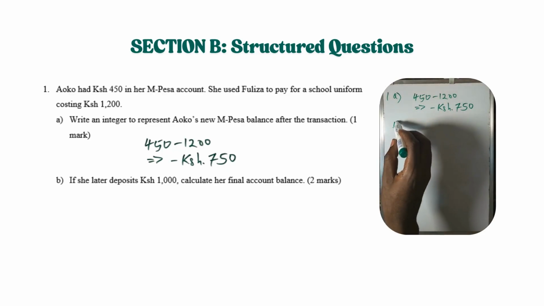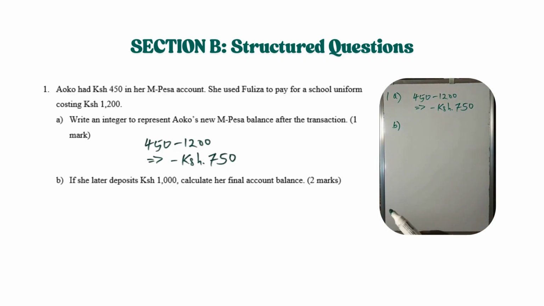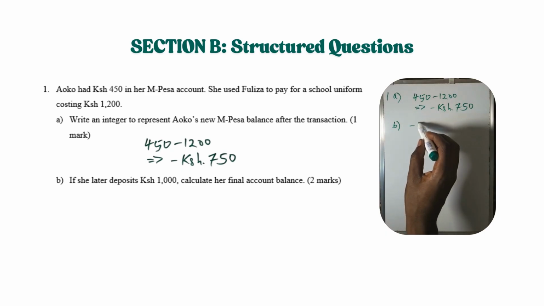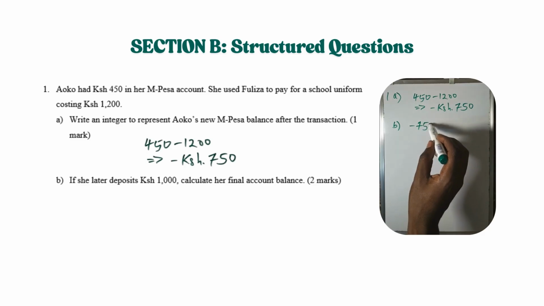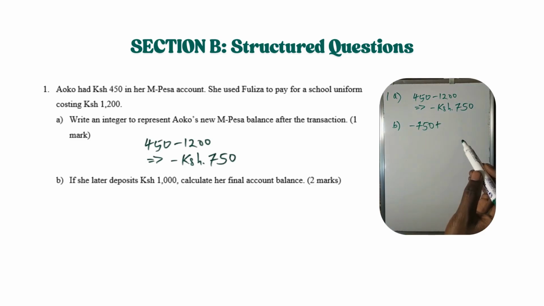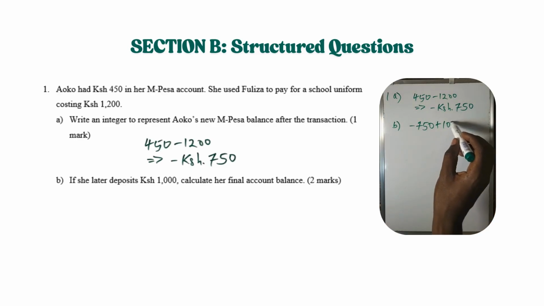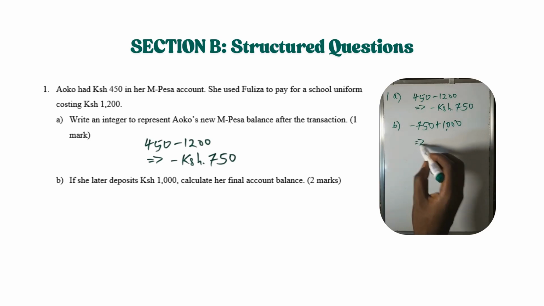And then for B, if she later deposits 1,000 Kenyan shillings, calculate our final account balance. Now the new balance will be equal to the previous balance plus the deposit. The previous balance is negative 750, and now she has deposited 1,000 bob.